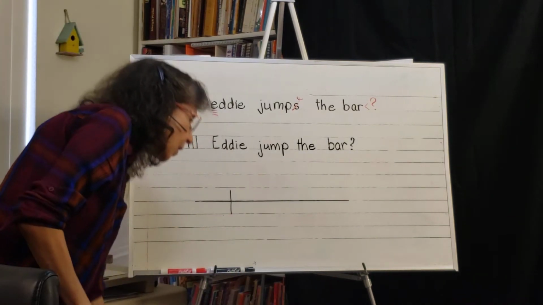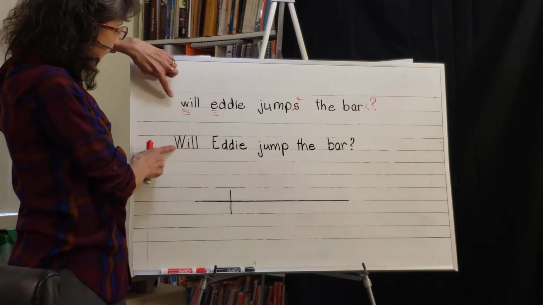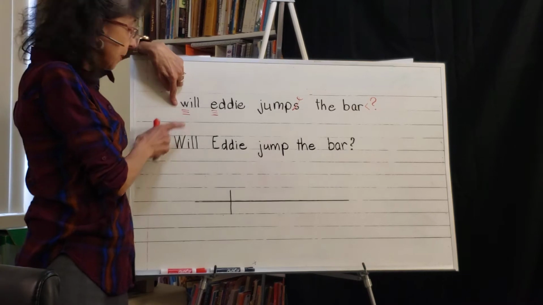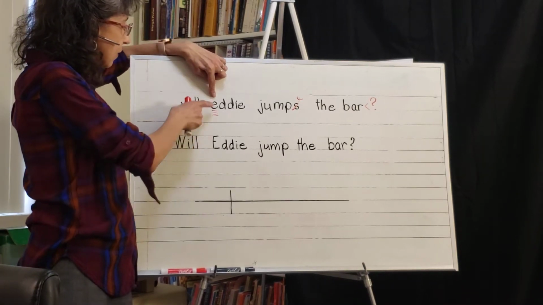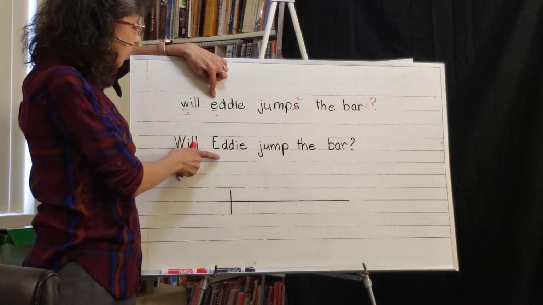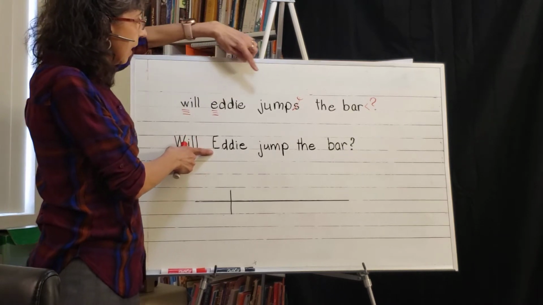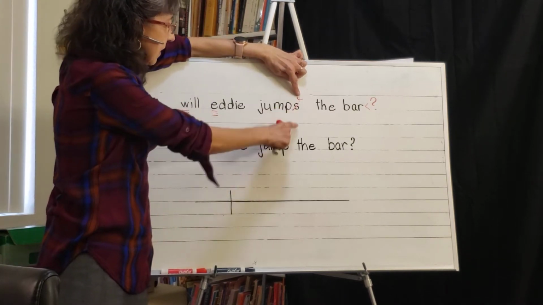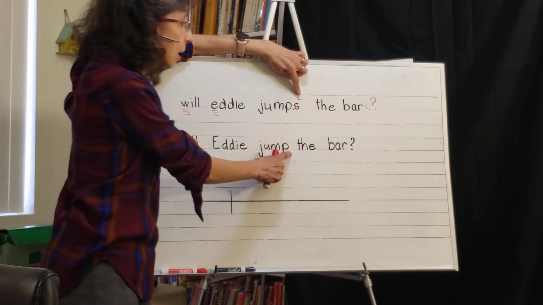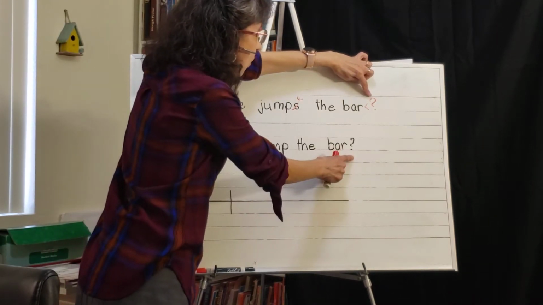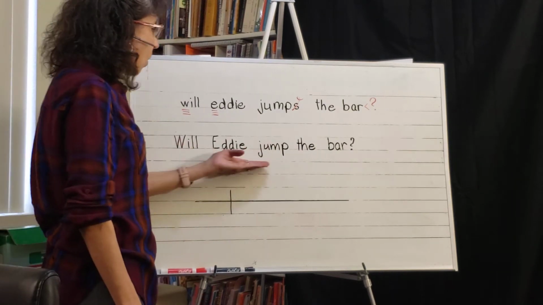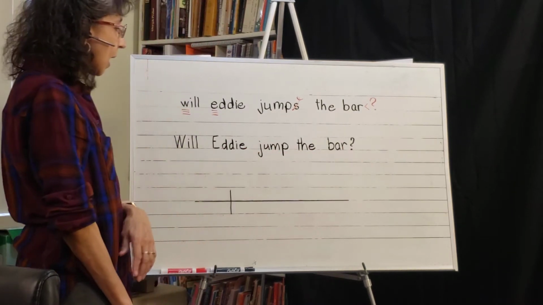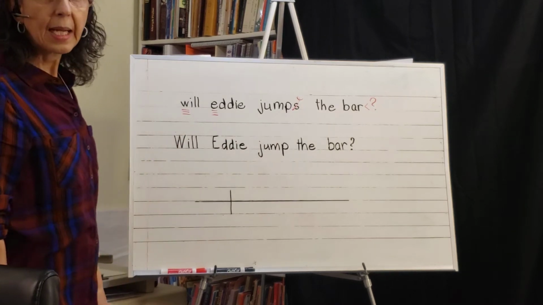All right, there we go. Now, I capitalized this because of the 3 little underlines right here. And we said it was a proper noun, so we capitalized Eddie. I got rid of the S, so it's not there anymore. And I inserted a question mark at the end because it's an interrogative sentence. Will Eddie jump the bar? Now, how will we diagram it?